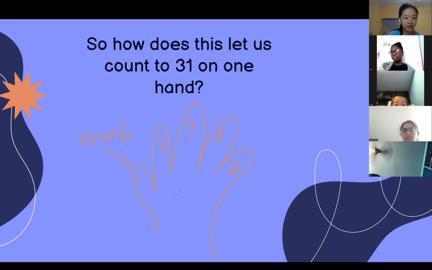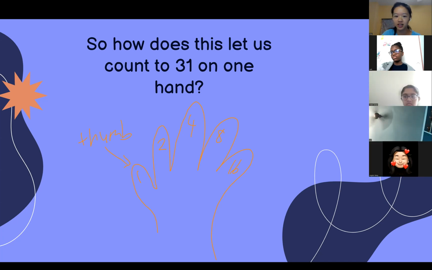So, I will put spotlight. Okay, there, now you can probably see me. So to do this, first we're going to just count. First we'll start off with 1. So this is 1 in base 2, because 1 in base 2 is just 1. The thumb is the 1. And then 2 in base 2 is my pointer finger, right?